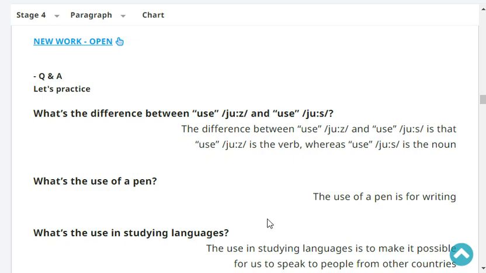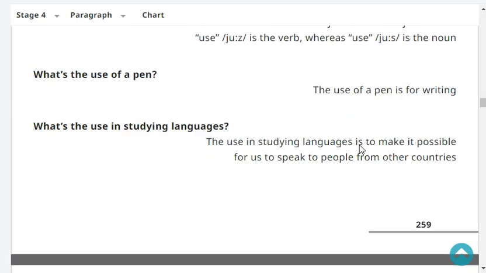What's the use in studying languages? The use in studying languages is to make it possible for us to speak to people from other countries. Very good. One more. The use in studying languages is to make it possible for us to speak to people from other countries. Very good.